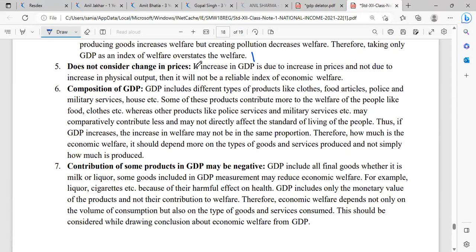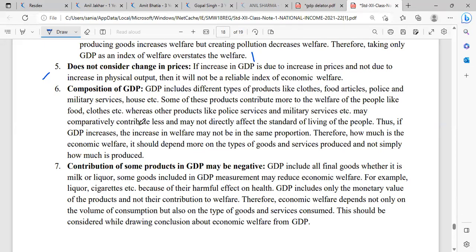Now, the fifth point is that it does not consider change in price. Right? If the increase in GDP is due to an increase in price and not due to an increase in physical output, then it won't be a reliable index of economic welfare. So over here you are not considering the change in price, you are only focusing on the physical output. Right? You know that. Then composition of GDP. GDP includes different types of products like clothes, food articles, police, military, houses, so many things. Some of these products contribute more to the welfare of the people, like food, clothes, etc., whereas other products like police services, military services, etc.